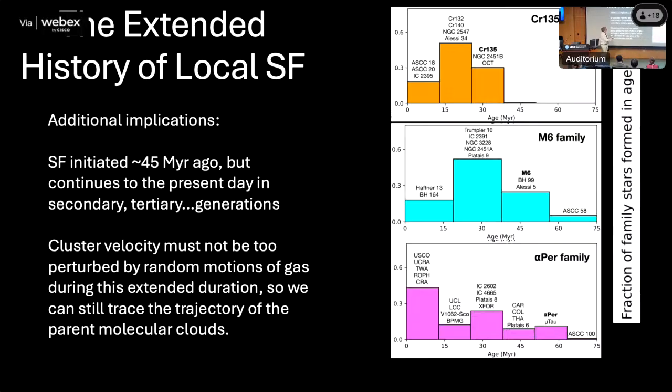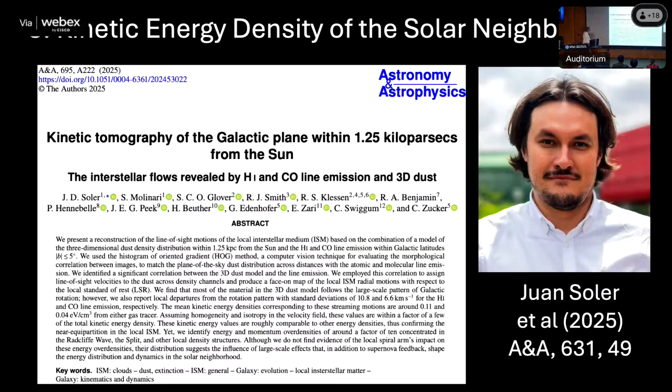And this is not showing you the total number of stars formed in the cluster, but just the numbers of clusters of a given age in the three different families. But the main point is that there has been a history of star formation. So it's not just that we know the number, we actually can put a time profile in for how much energy might have been injected into the solar neighborhood. So that leads to the next paper.